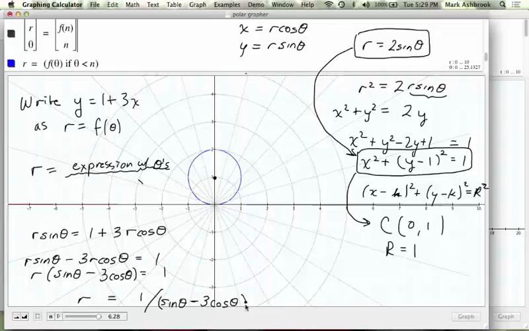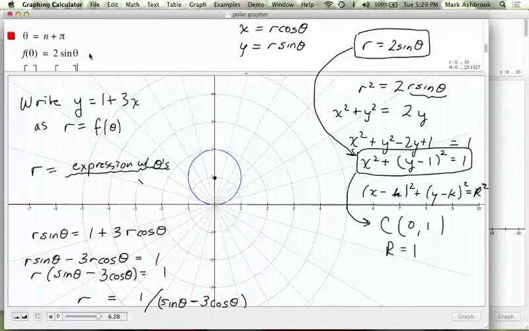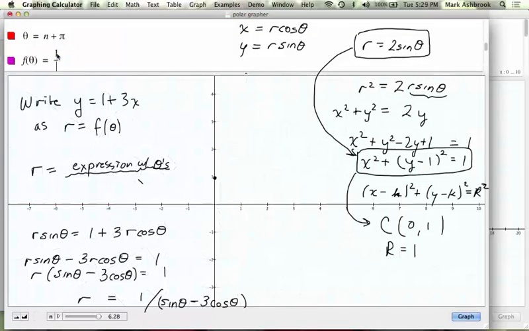So we get this crazy fraction, right? 1 over sine theta minus 3 cosine theta. Just to graph a line, right? Why is it so crazy? Why is that expression kind of complicated just to graph a line? Why is it such a kind of hairy equation? 1 divided by sine theta minus 3 cosine theta.